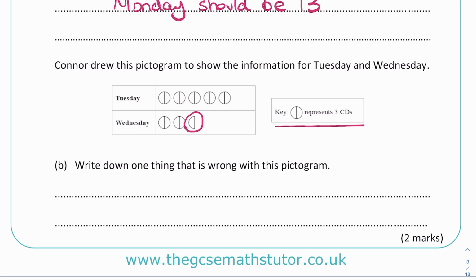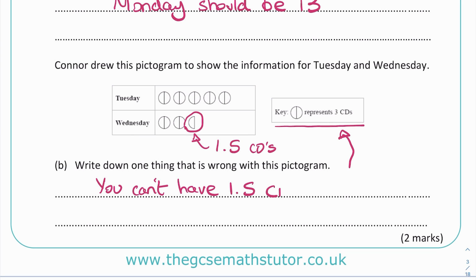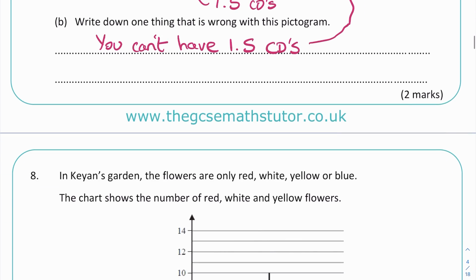Now that would mean something like this, where we have half of a circle, would be half of 3. And half of 3 is 1.5. So that there represents 1.5 CDs. And obviously we know we can't have 1.5 CDs. CDs don't come in halves. So in terms of one thing that's wrong with the pictogram, you would have, and I'm going to point to the key here and say, let's write that again, you can't have 1.5 CDs. And there we go, we've got our arrow pointing to the key that shows what we're talking about. So there we go, there was analysing a pictogram.